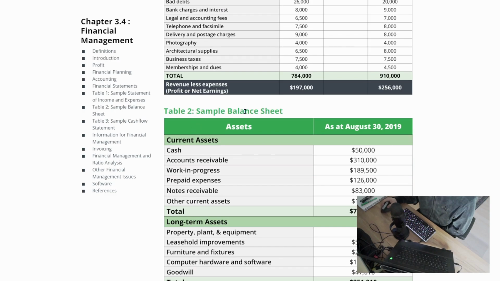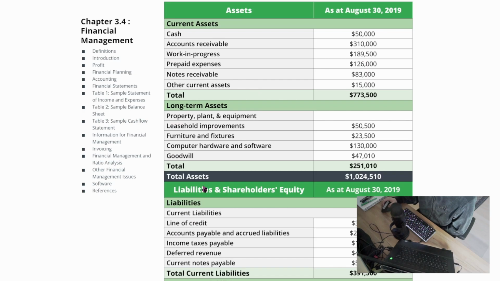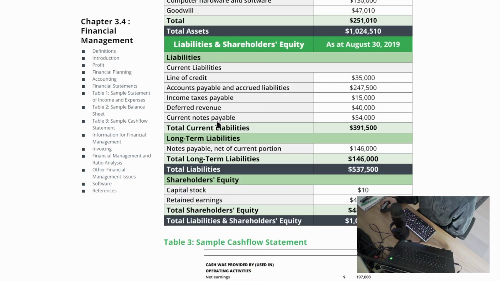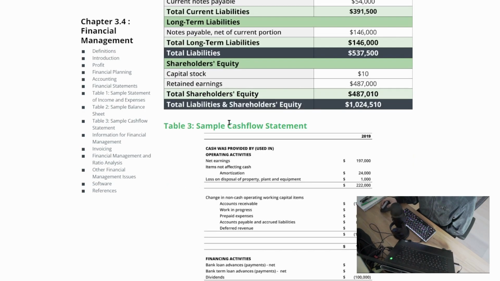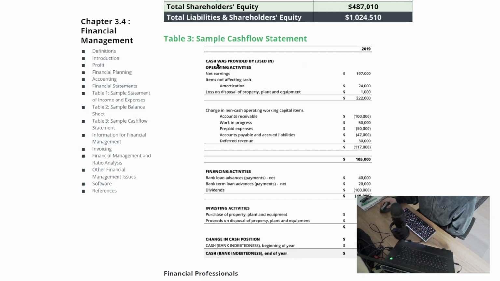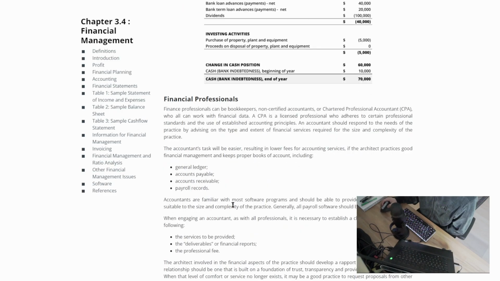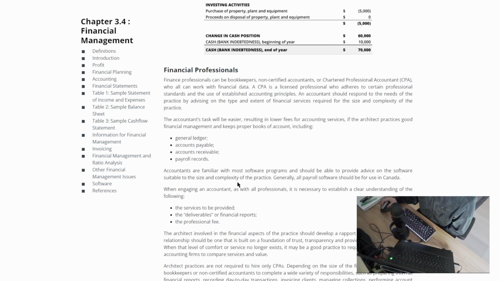Okay, and then over here in Table 2, sample balance sheet. All of the assets and all of the liabilities. Then we have Table 3, the sample cash flow statement. Operating activities, financing activities, investing activities, and then the change in cash position. You can check out the tables if you want more information.